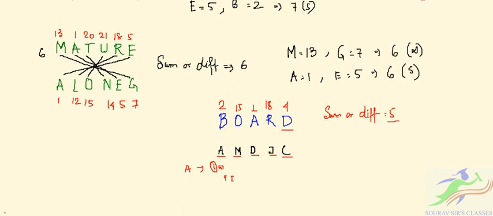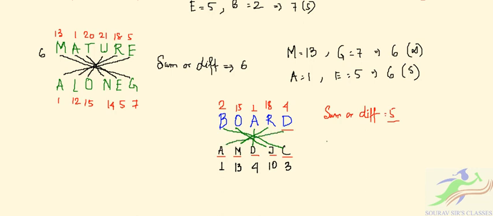So let's erase this. This is 1 and M is 13. Yes, so D is 4, right? J is 10, C is 3. So you can see the sum and the difference. So B is related to C, the sum is 5. O is related to J, the difference is 5. A is related to D, the sum is 5. R is related to M, the difference is 5. And D is related to A, the sum is 5.